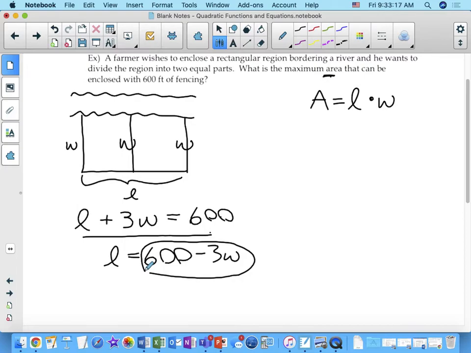Think about what you did last year, maybe when you were solving systems of linear equations. Sub that in. Do a substitution. If length equals 600 minus 3 width, we can use this expression, 600 minus 3 width, for length in the area equation. And then we only have 2 variables, area and width.